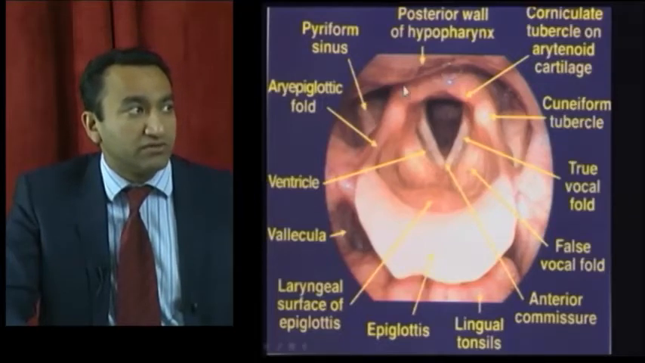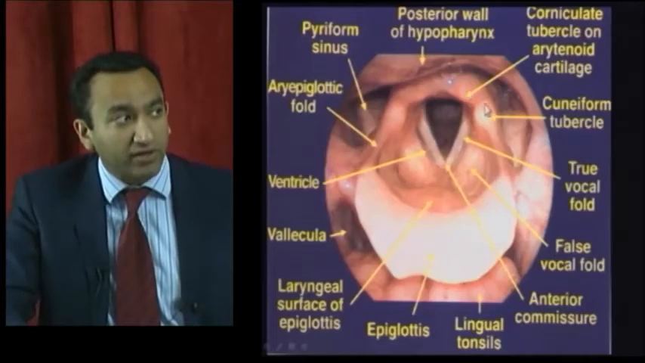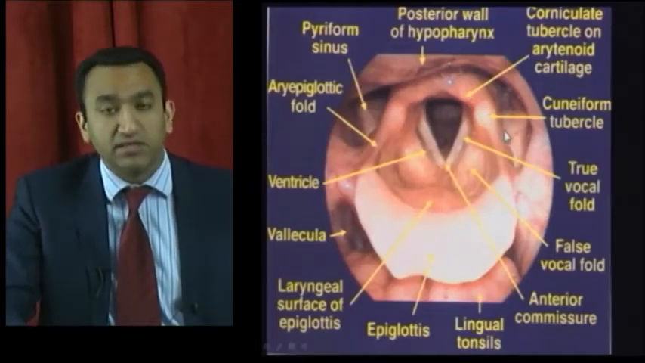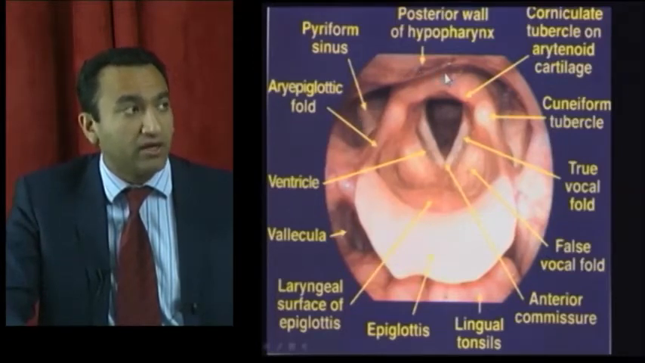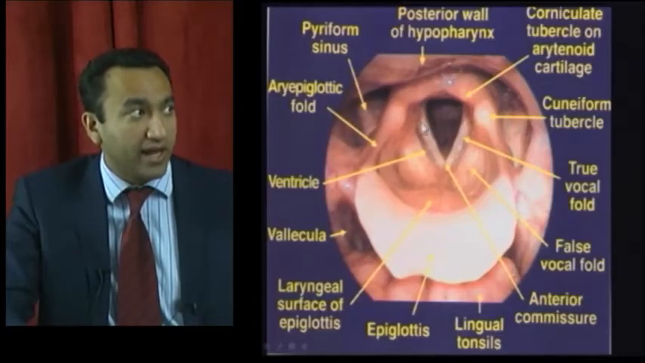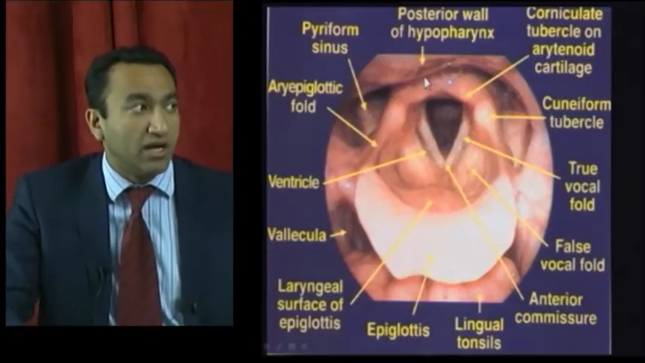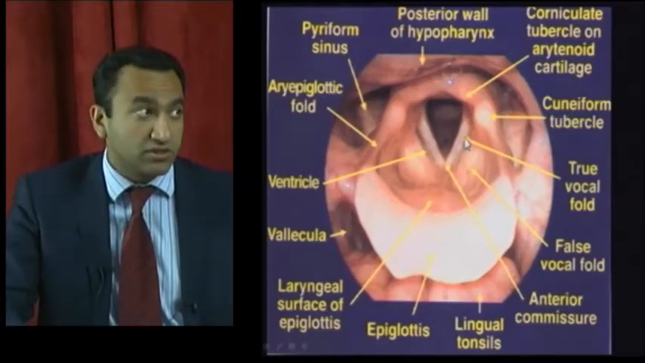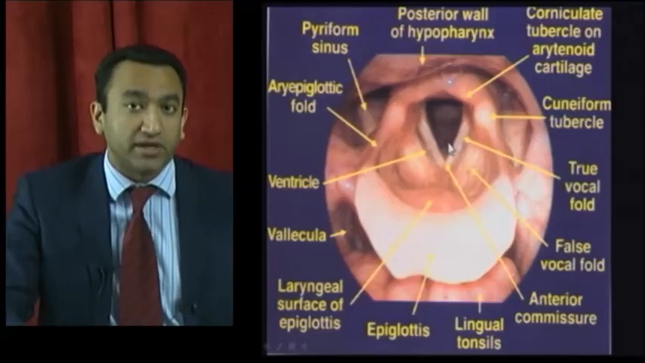We always refer to these structures, these are the arytenoid cartilages up here, and on the side of the arytenoid cartilages down here is the piriform fossa, and from here backward is called the postcricoid area. So this and that will meet together and become the esophagus. Deep to the vocal cords is the subglottis, and the subglottis then continues on as the trachea.